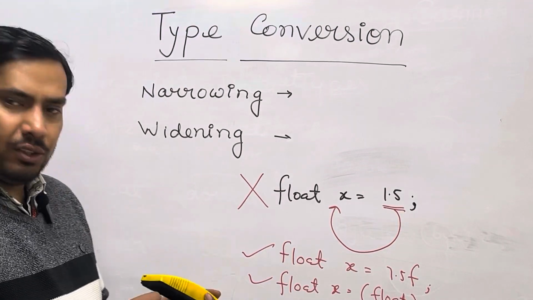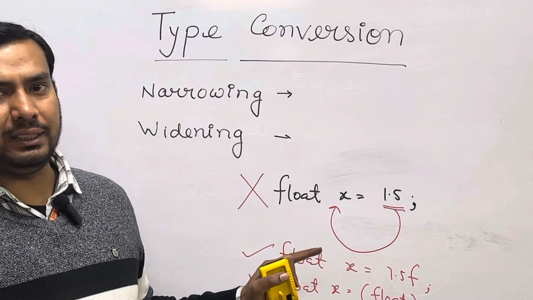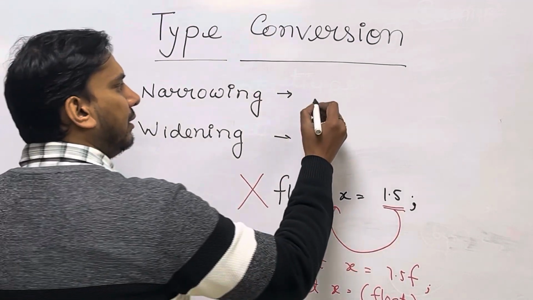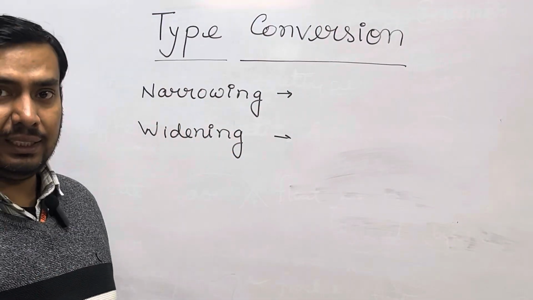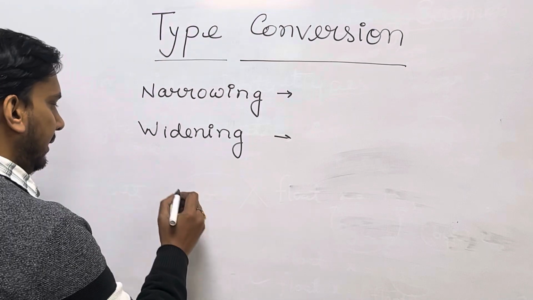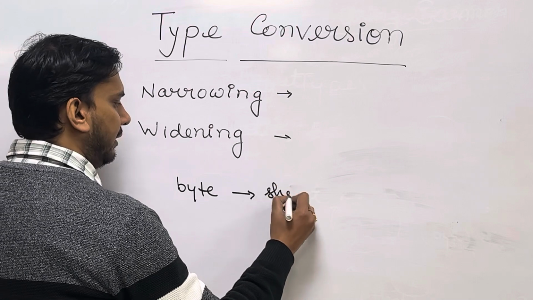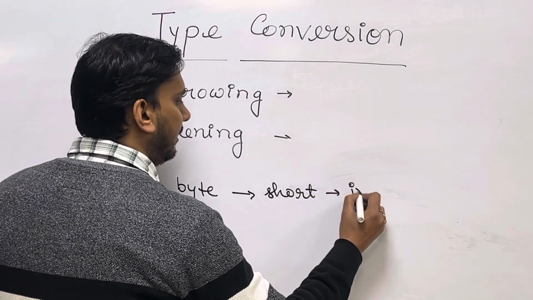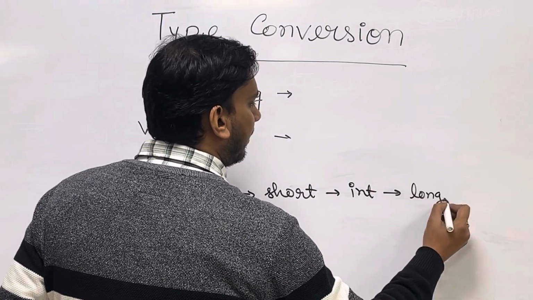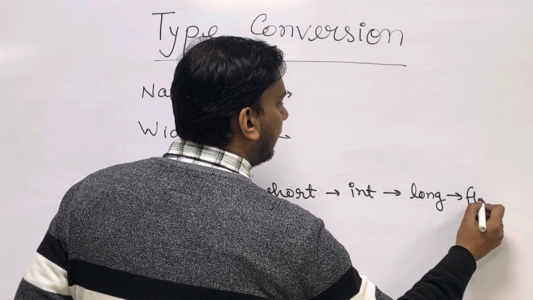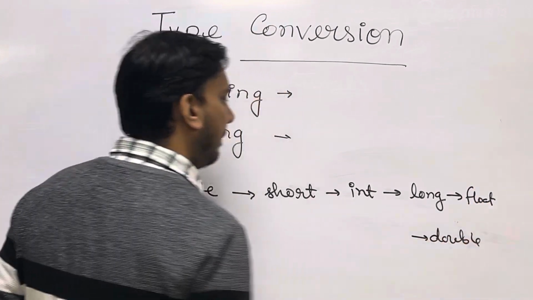So there is an order of widening and narrowing among the 6 numeric types, right? Means you have the order which says something like this. It is not based on the size, it is based on the precision. So what is the order? Byte, then comes short, then comes int, then comes long, then comes float, and then comes double, right?